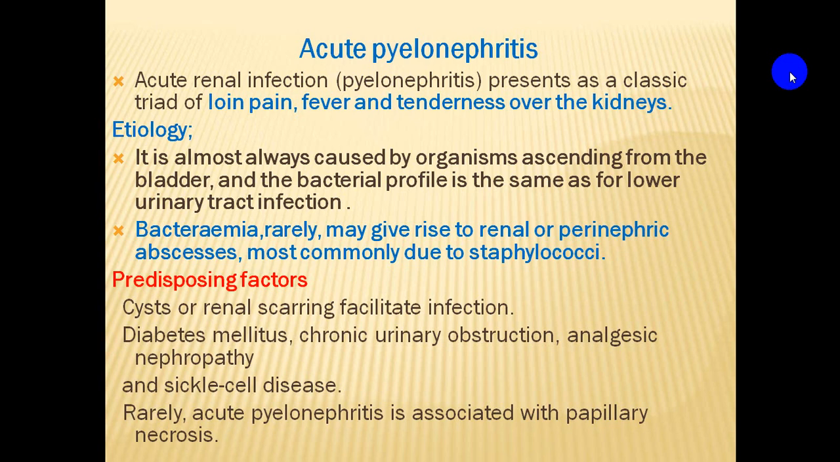And for this disease to take place, there are what are called predisposing factors. The predisposing factors for acute pyelonephritis are structural kidney disease like cyst or renal scarring, whenever the patient is diabetic, and whenever we have chronic urinary tract obstruction. Sometimes with analgesic nephropathy you may get this entity of urinary tract infection. Those with sickle cell disease are more prone to develop acute pyelonephritis than others. And sometimes acute pyelonephritis is associated with papillary necrosis.